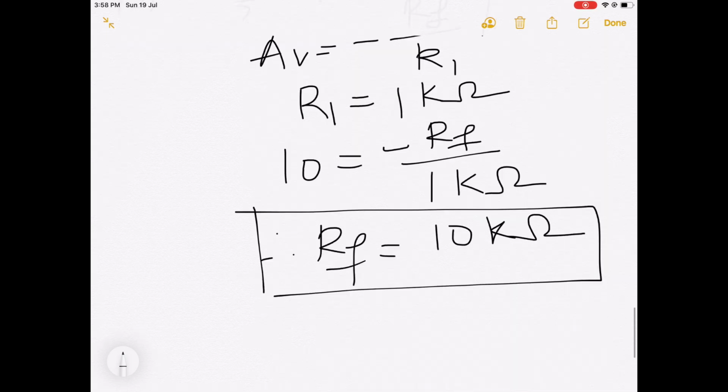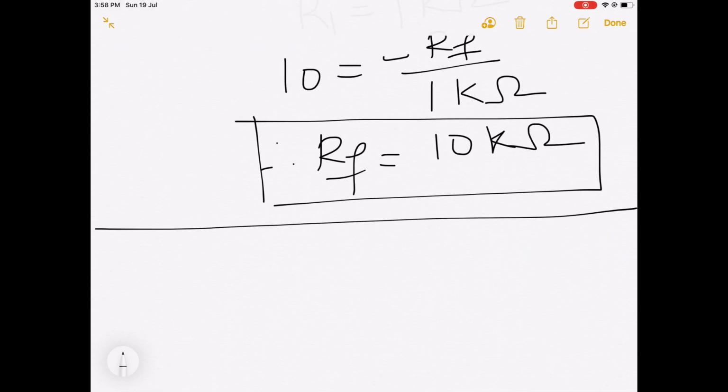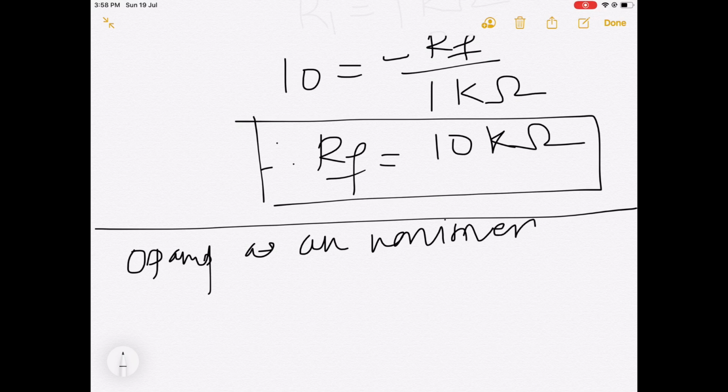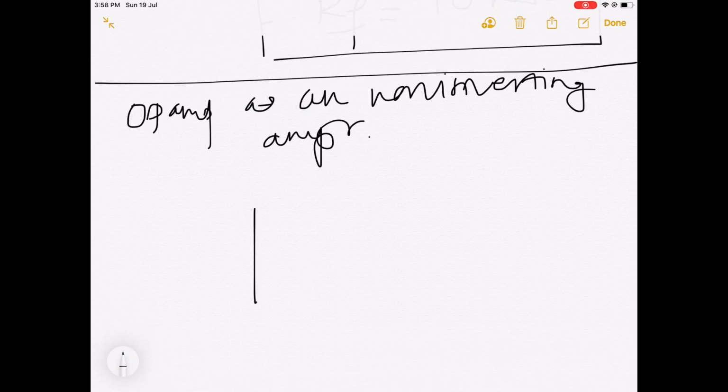Then next will be the op-amp as a non-inverting amplifier. Op-amp as a non-inverting amplifier. So for this, again same as before, first you have to draw the circuit diagram.